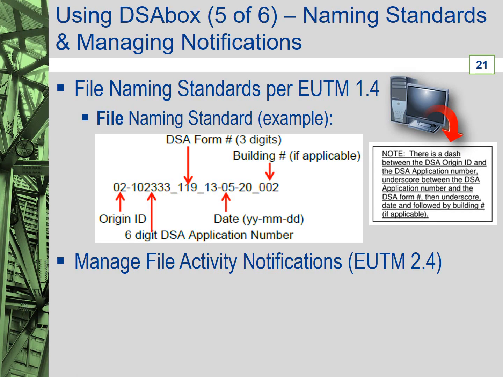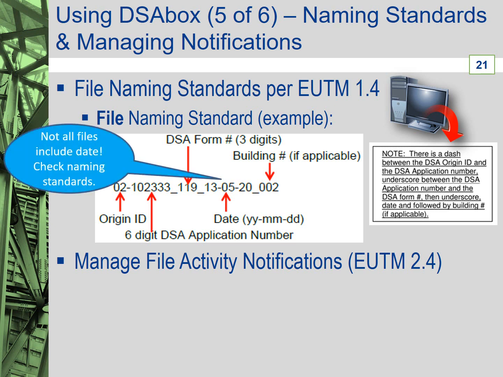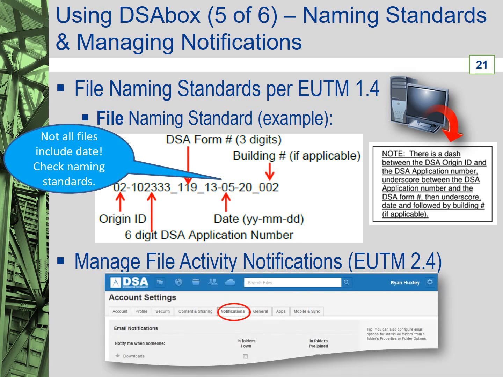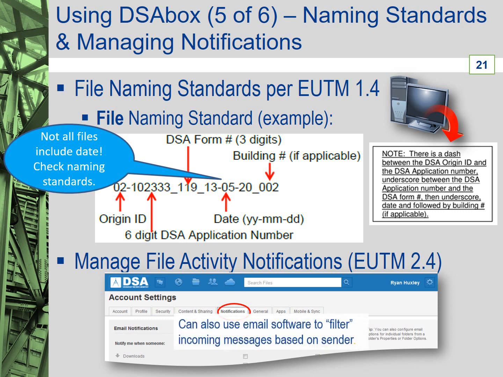The design professional must follow the file naming standards provided in Section 1.4 of the External Users Training Module when submitting documents to DSA Box, paying close attention to which names include a date and which do not, as well as the format required for the date. DSA Box also has file activity notification features which can be user customized and augmented further by using personal email filters.